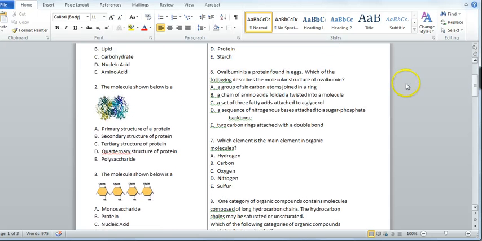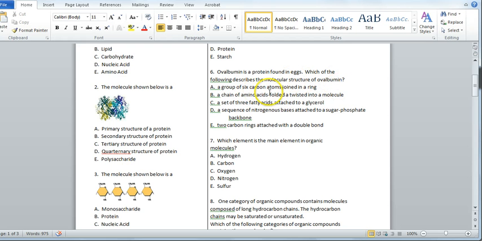Okay. Over here, number 6. This is an MCAS question, and I like to throw those in now that we're into MCAS territory. Ovalbumin is the protein found in eggs. Which of the following describes the molecular structure of ovalbumin?